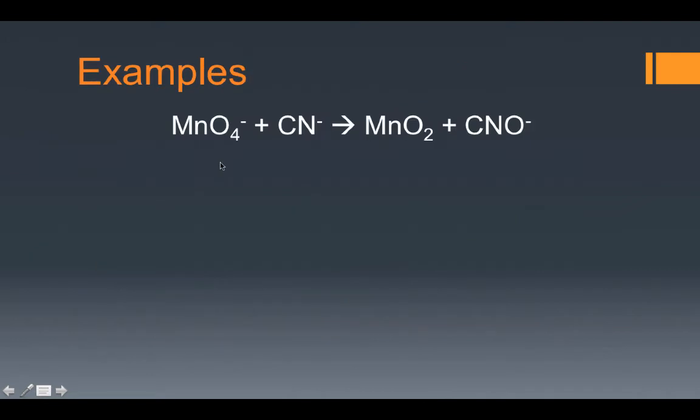So let's put this all into gear. I have a reaction right here that needs to be balanced under basic conditions. If you feel like you have a good grasp on what you need to do, by all means pause the video and give this a try. I'm going to go over this one together in a couple seconds, and then I'll give you another one after this that you can practice on if you feel like you needed to see it first.